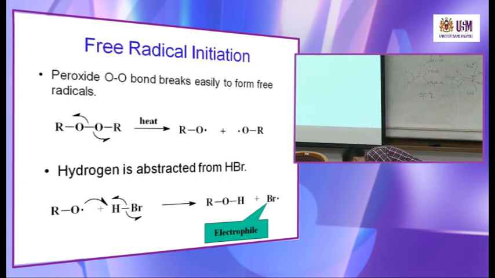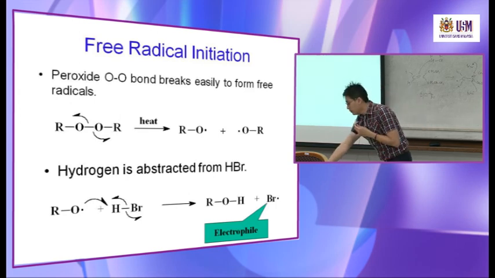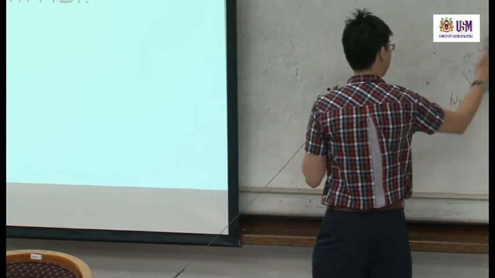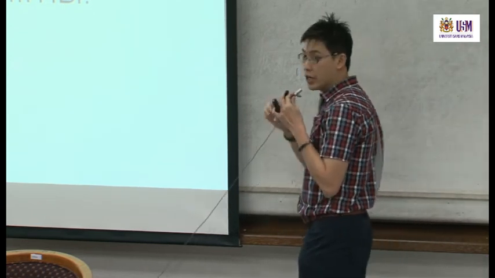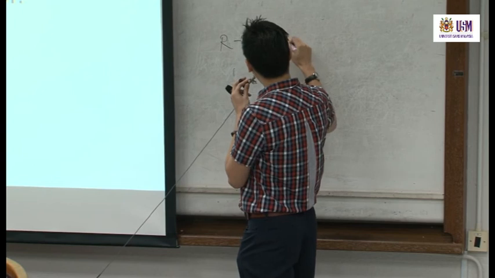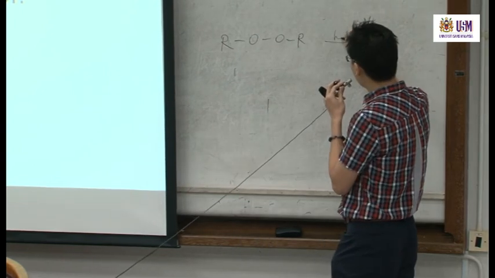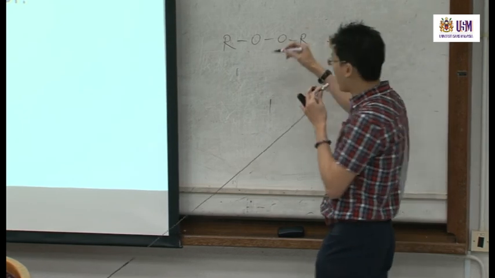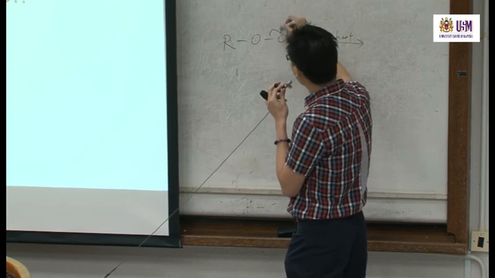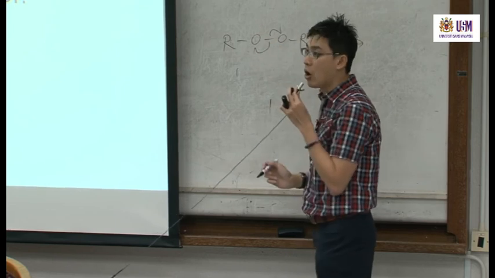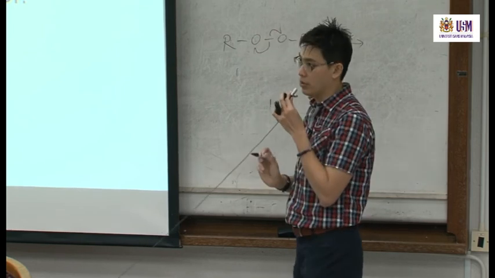Now you are using a peroxide, ROOR. This is the initiation step, or you can call it an initiator. You have ROOR under heat or UV. This initiator will break homolytically. You can show it this way: one electron here, one electron here. This is a homolytic bond cleavage. If you want to show it another way, that is also correct.